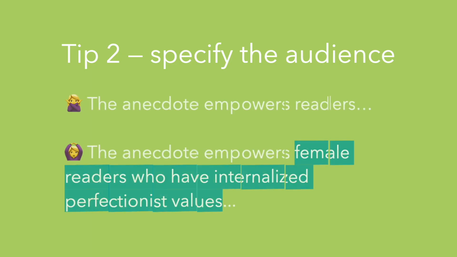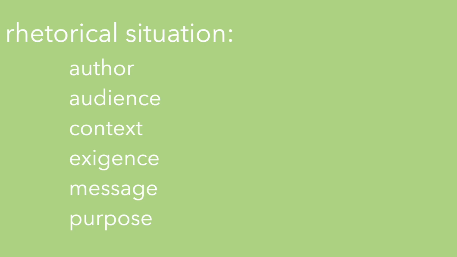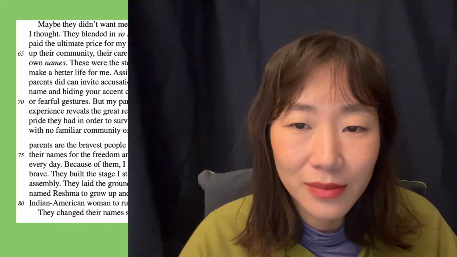Don't say the anecdote empowers readers. Say instead, the anecdote empowers female readers who have internalized perfectionist values. Being specific about the audience shows you understand the rhetorical situation. Final note, I am only focusing on the context, not all 6 elements of the rhetorical situation. You don't need to do everything, just pick 1 or 2 elements and do them well.